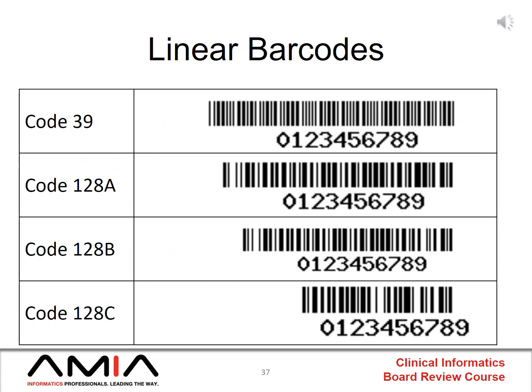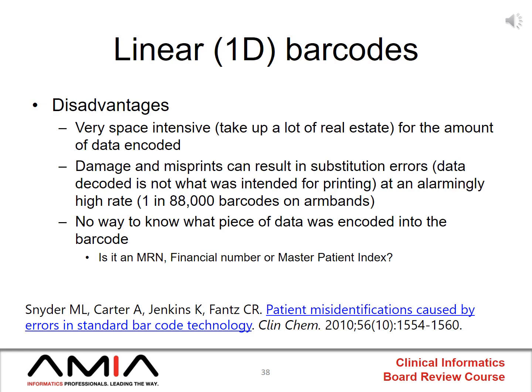There are two major types of barcodes used in healthcare today. One is one-dimensional or linear barcodes, some examples of which I have shown on this slide, and the other category is two-dimensional or 2D barcodes. The advantages of linear barcodes have already been described.